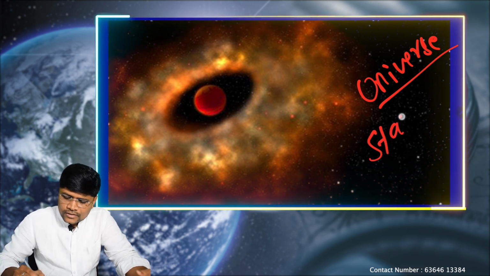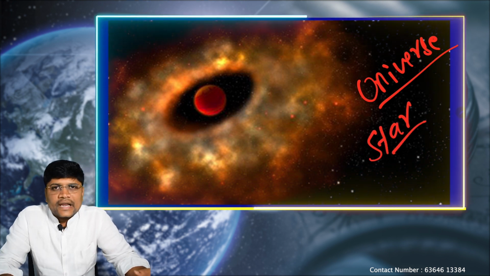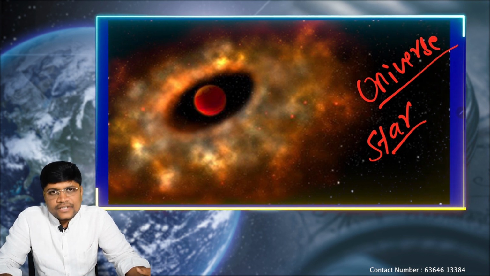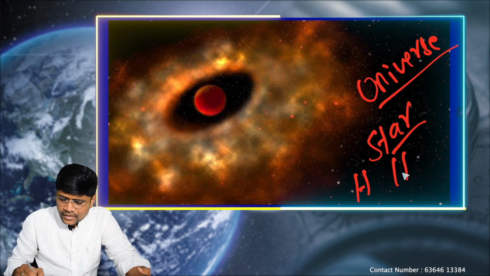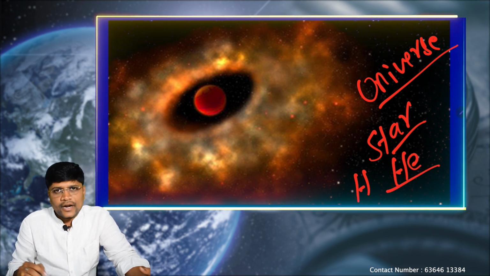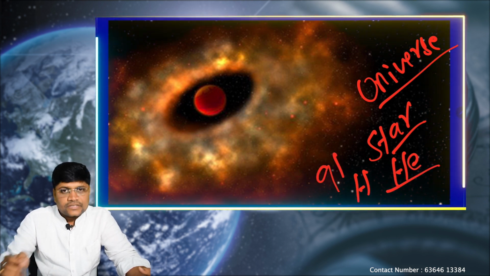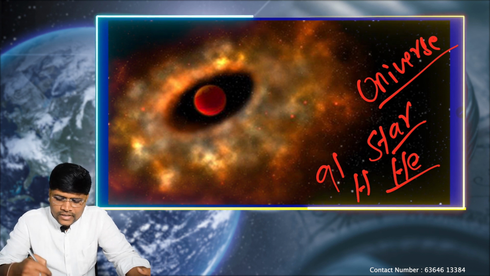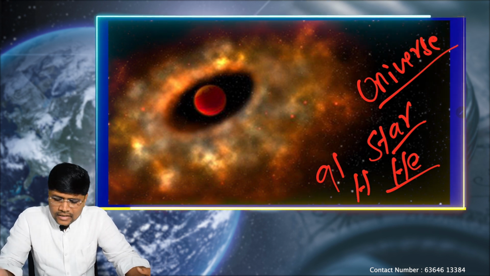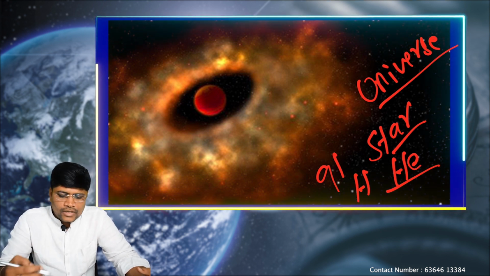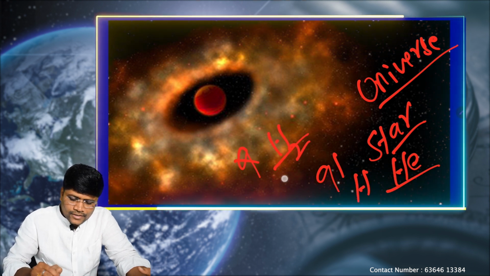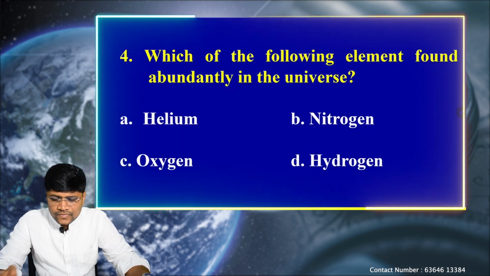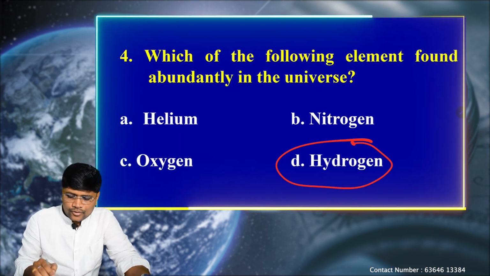So we know that the universe is mainly made up of galaxies, that is nothing but the constellation of stars. We know that stars are mainly composed of hydrogen and helium. Within this hydrogen and helium, 91% is hydrogen. So when the universe is made up of galaxies and the stars' main composition is hydrogen, certainly the universe is majorly made up of hydrogen. So the correct option is D, hydrogen.